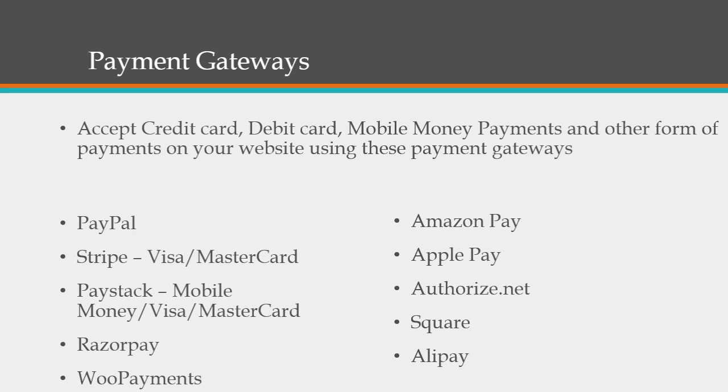And then also Paystack. With Paystack, if you're in Africa, for example, me in Ghana over here, I can use mobile money payment, either MTN, Vodafone, or AirtelTigo, and integrate it on my website. I can also allow people to use Visa card or Mastercard, which is debit or credit card, to buy things on my website. And then we also have Razorpay, Woo Payments, Amazon Pay, Apple Pay, Authorize.net, Square, and then Alipay. Even Alipay from China can be integrated into your WooCommerce website.